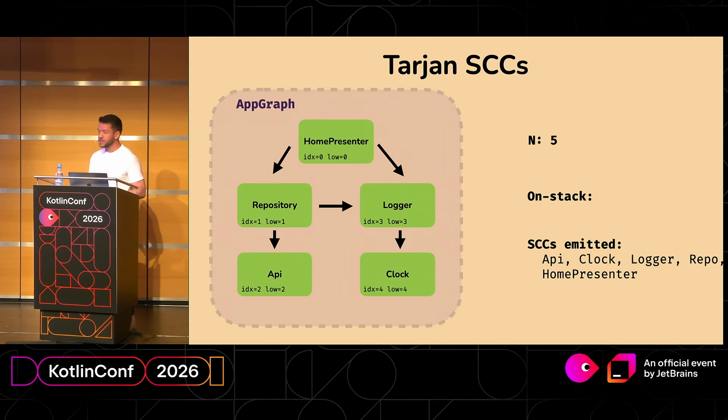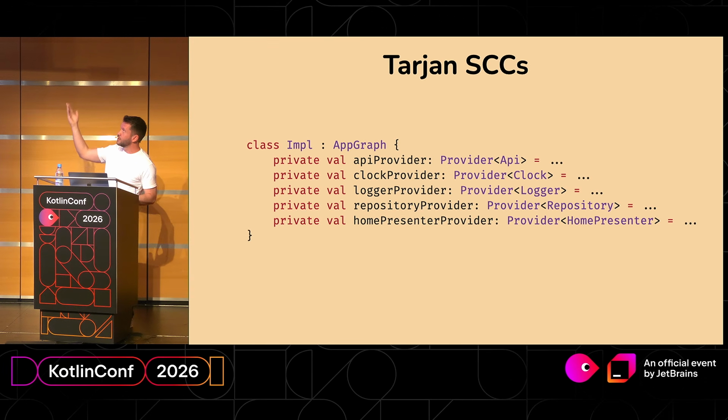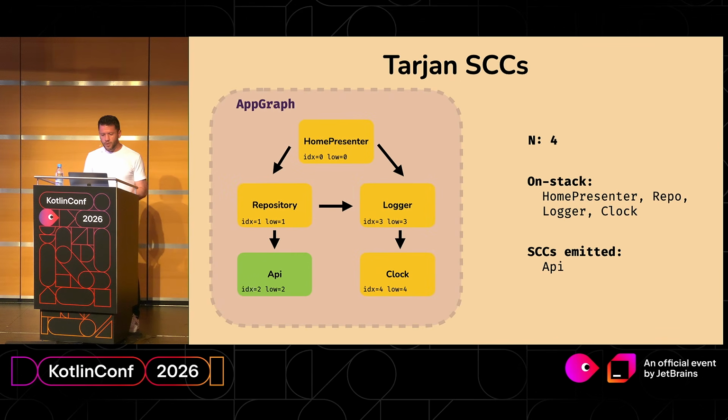And the best part here is that these emissions are naturally topologically sorted. And that means that if all of these bindings were, say, scoped and needed to be provider fields, this would be the safe initialization order for all of them. And that's pretty handy. Let's look at one more bit in here, and let's introduce a cycle.